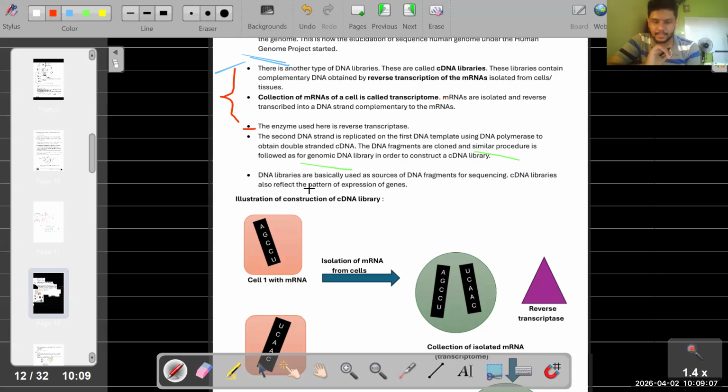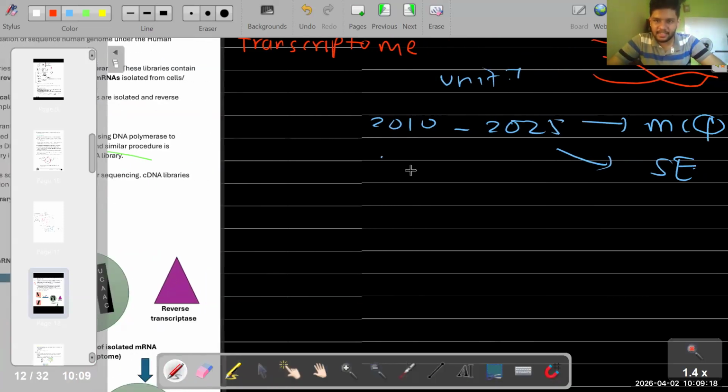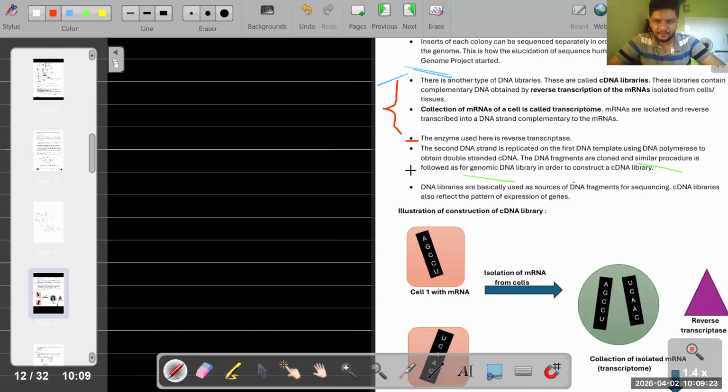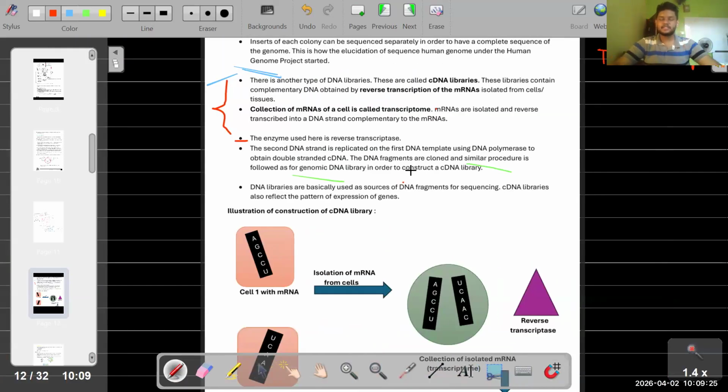Think of it like this: a DNA library is like a storeroom which has DNA fragments in it. But with the knowledge we have learned here, think how. In both the DNA libraries, what was common? Joining the DNA fragments with a vector was common. Am I right?